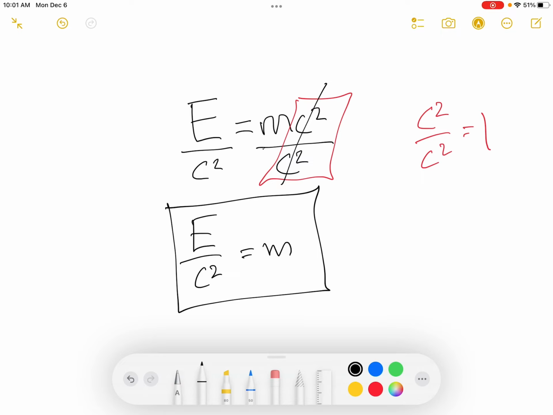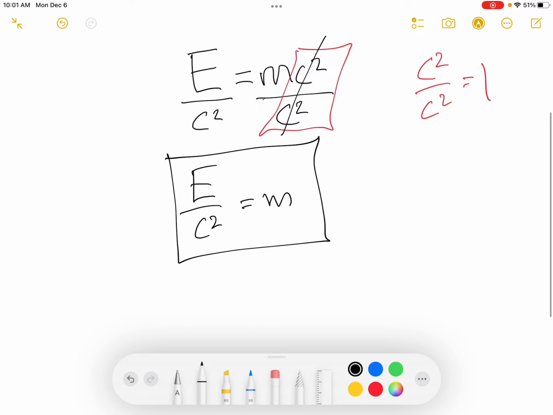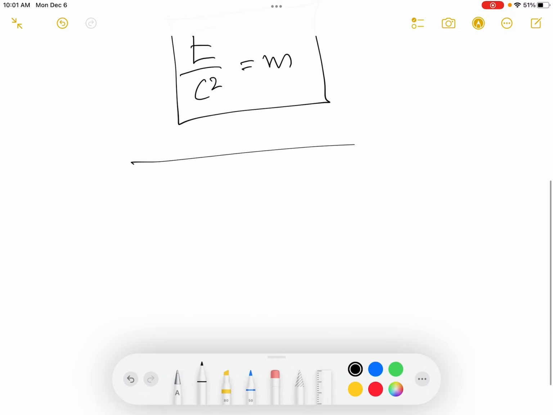And so if we know the energy, if we know the speed of light, we can plug those numbers in there and we can find the mass. And so we've manipulated this formula. Let's go down a little bit, and why don't we start with our initial formula? E is equal to mc squared.